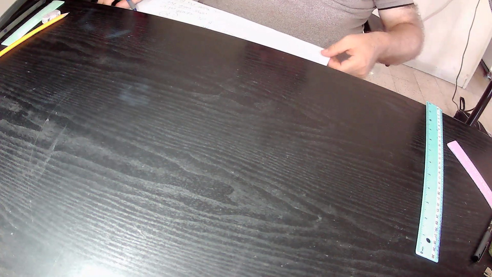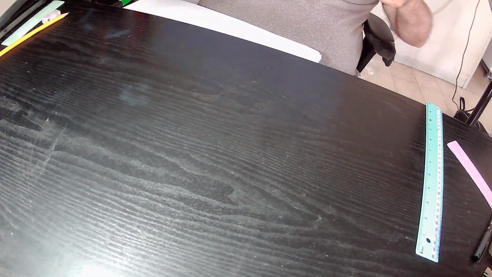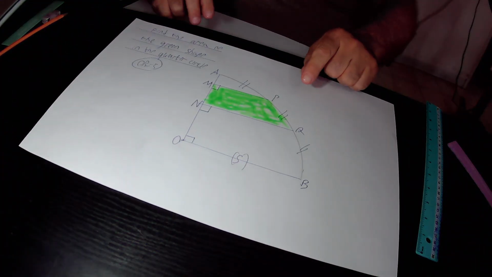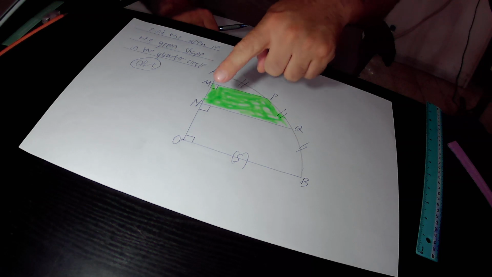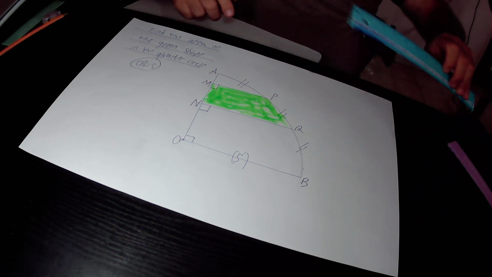Why? Because in our drawing, arc AP equals arc PQ equals arc QB. So in the next step, we join points O and Q together by a straight line.